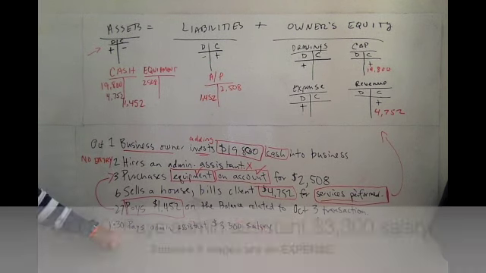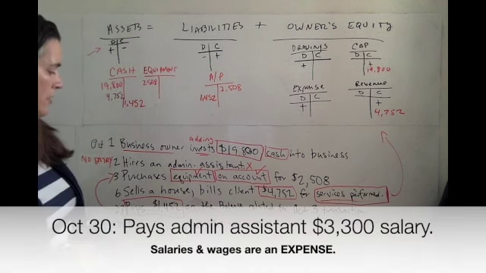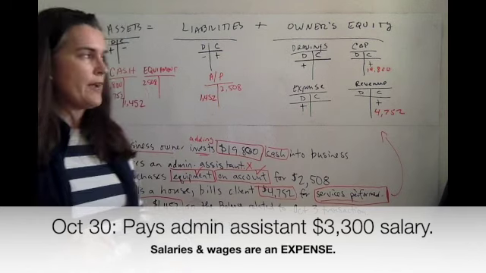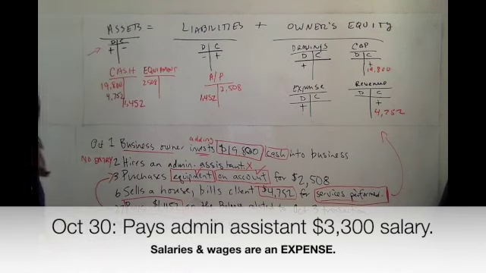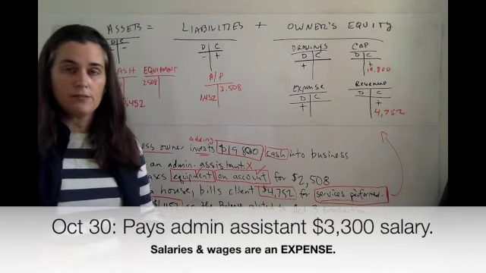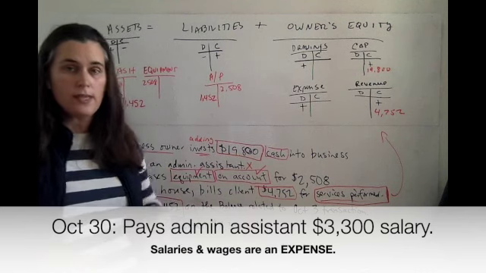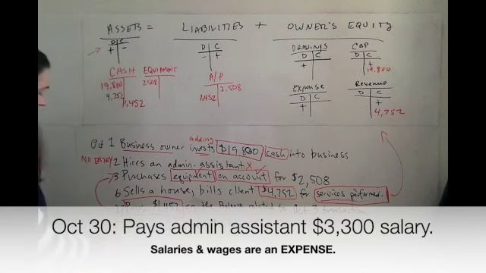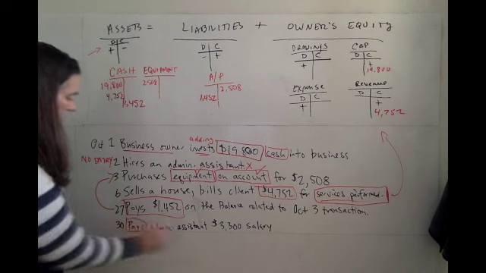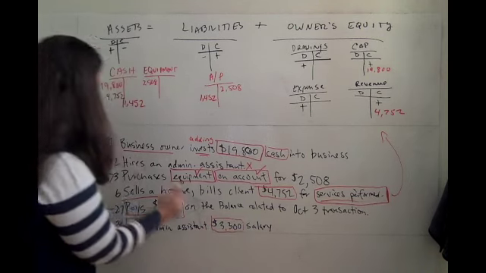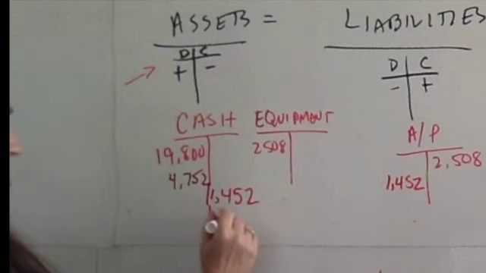Okay. Pays the admin assistant a $3,300 salary. All right. We don't see on account here, so he's not paying on account. This isn't an IOU. It's not a liability that's being set up. Once again, we're seeing this word pays, and then we're given this amount. So the idea is that it's cash being used. So again, we're going to have cash going out.